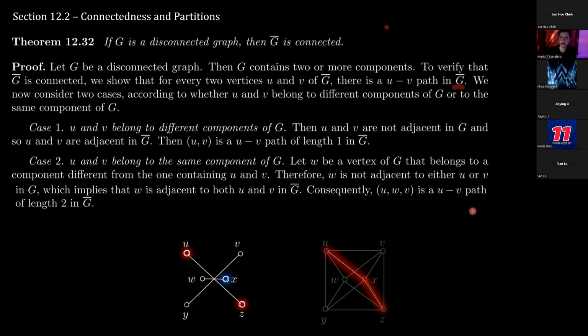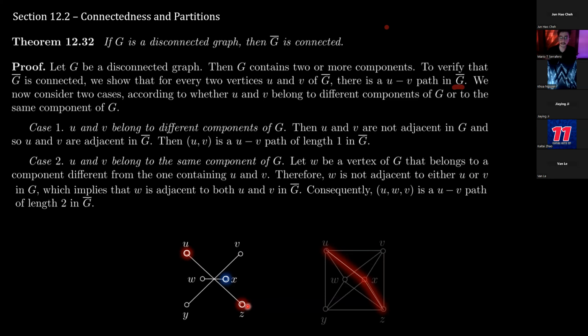Now let W be a vertex of G that belongs to a component different from the one containing U and V, like this one. This is in a different component, right? So therefore, W is not adjacent to either U or V in G. In this picture, U is not adjacent to X, and X is not adjacent to V.